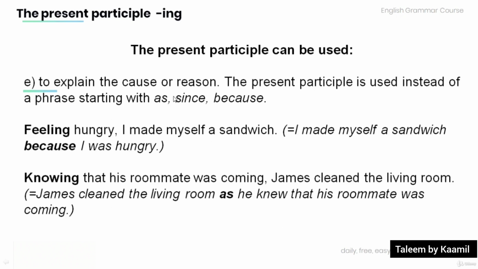E, to explain the cause or reason. The present participle is used instead of a phrase starting with as, since, because. Have a look at the examples below. Feeling hungry, I made myself a sandwich. Meaning, I made myself a sandwich because I was hungry. Knowing that his roommate was coming, James cleaned the living room. Meaning that James cleaned the living room as he knew that his roommate was coming.